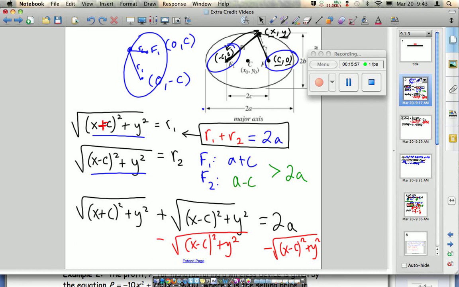I will also be showing a video on hyperbolas in the near future so that you can also expand your knowledge on proving and explaining these formulas. So good luck with that.